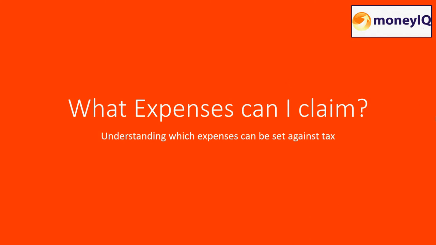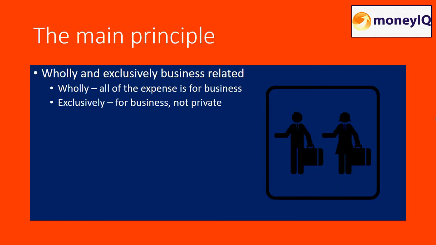This is all about what expenses can I claim against tax. Okay, the main principle is that any expense must be what's called wholly and exclusively business related. The two key words there are wholly, in other words, all of the expense is for business, and exclusively, in other words, it's not split for private and business, it's for business.